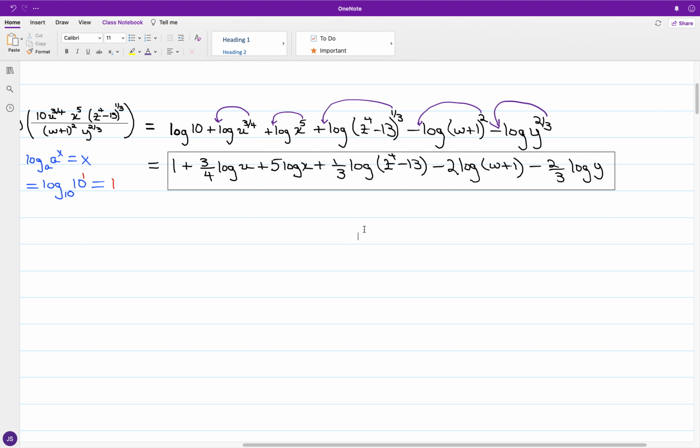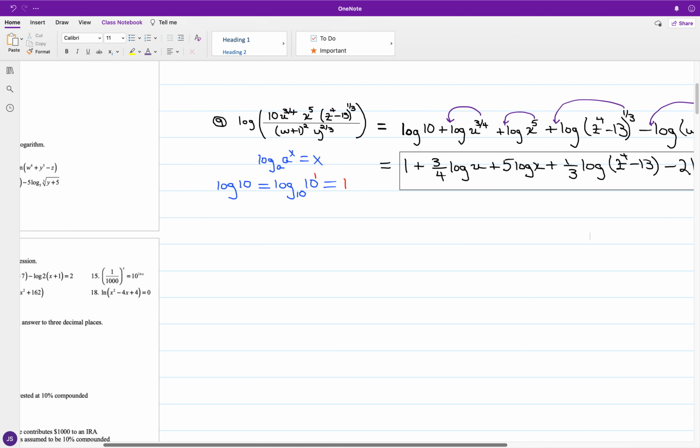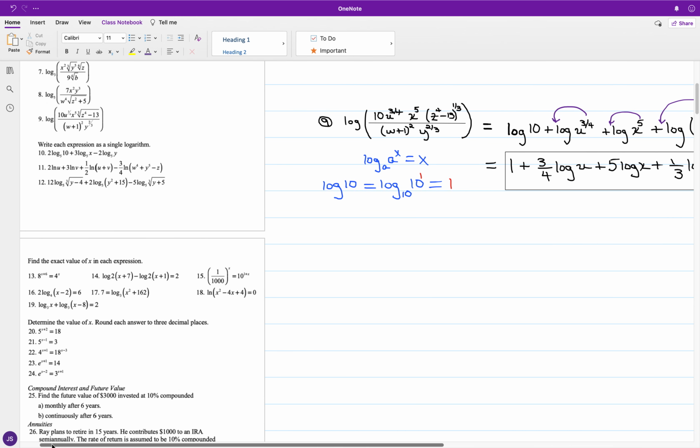And again, it doesn't have to be in this exact order. Just make sure that these 4 terms are positive, whereas the expressions we have with w and y are going to be the negatives.